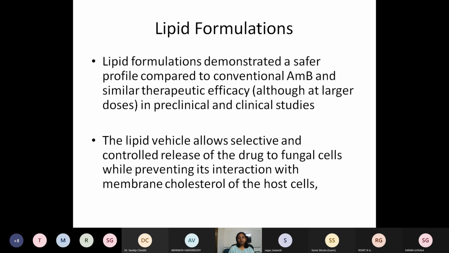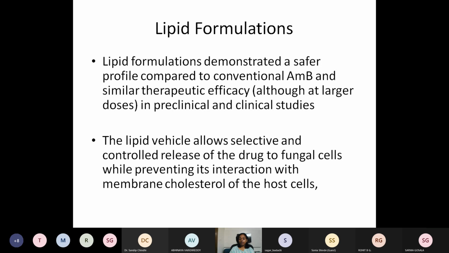Now coming to lipid formulations. We have seen that amphotericin B has a very narrow therapeutic index and it has severe adverse side effects. Because of this, for several years, they have tried to find safer formulations, synthetic formulations or oral formulations, which have not been very successful. So one of the important breakthroughs for amphotericin B is using lipid formulations, where they have used other lipid carriers which has reduced the adverse effects of amphotericin. They have found that these have a similar therapeutic efficacy but at much higher doses.